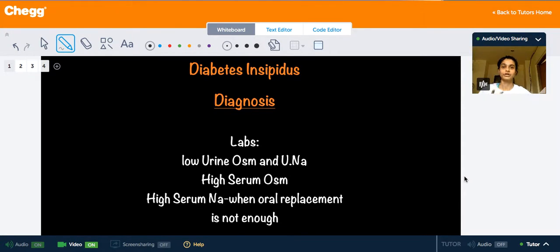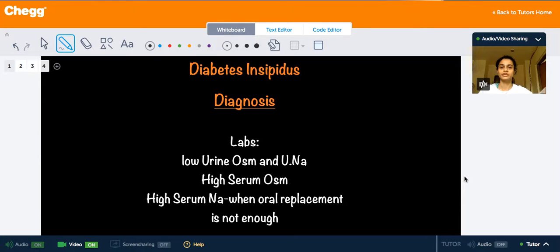At the same time, your serum osmolarity is going to be very high, meaning your serum is going to be more concentrated with solute since all the water is being drained out in the urine. So your urine osmolarity and your urine sodium are going to be low. Your serum osmolarity and your serum sodium are going to be high. And the serum sodium, though, is going to be high only when the oral replacement is not enough to keep up with the urine losses. So if the person is just peeing out all this water and not taking in enough water, then his serum sodium concentration is going to go up relatively, and that's a condition that we call hypernatremia.